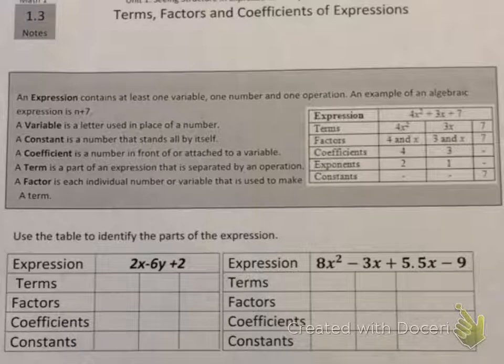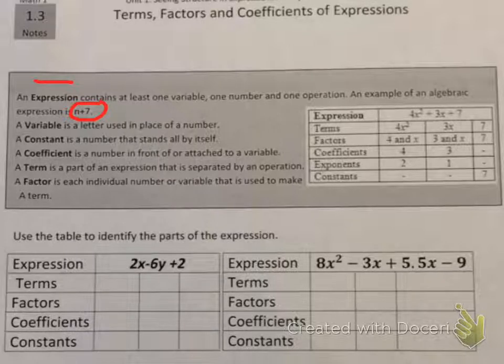So there's some definitions here we want to go over and just talk about to make sure that we understand what each one of those words mean. The first definition up here is expression. It says an expression contains at least one variable, one number, and one operation. An example of an algebraic expression is n plus 7. You can see that that n plus 7 contains one variable, the n, one number, the 7, and one operation, which is the plus sign. So that's an expression when we're putting those things together.